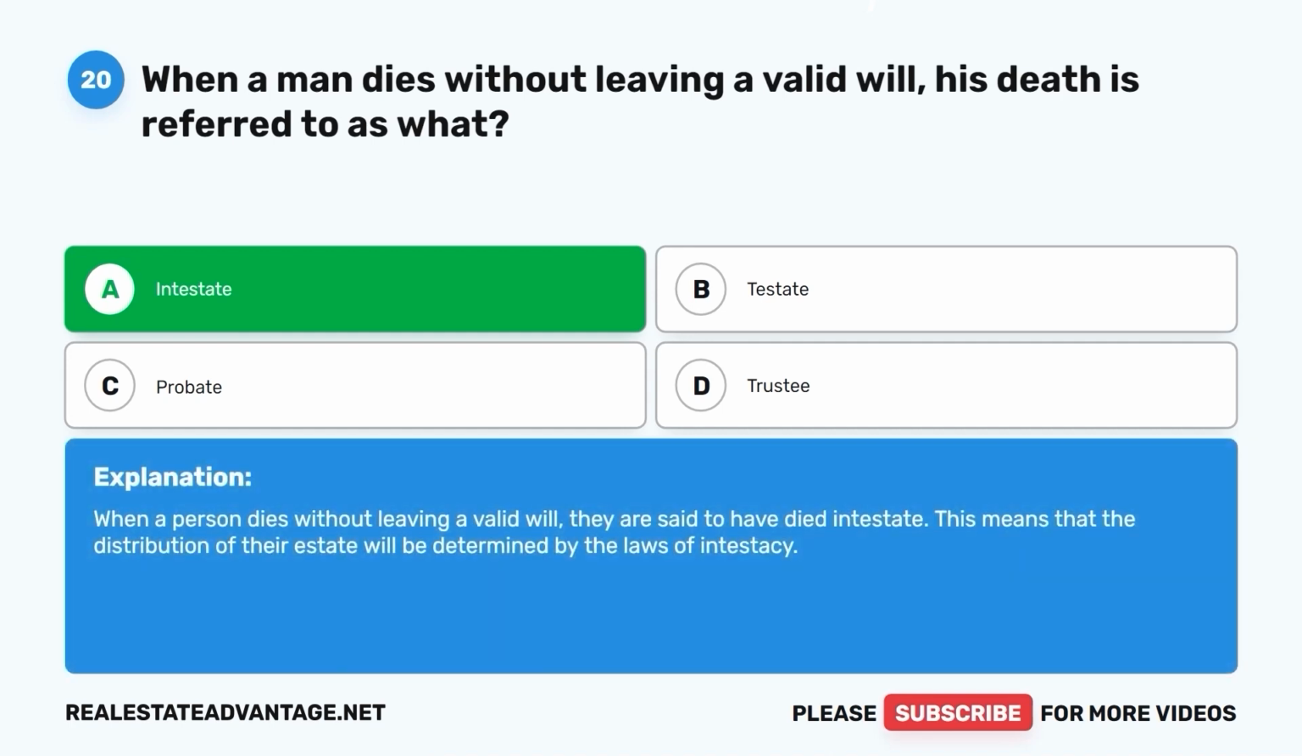Intestate. When a person dies without leaving a valid will, they are said to have died intestate.